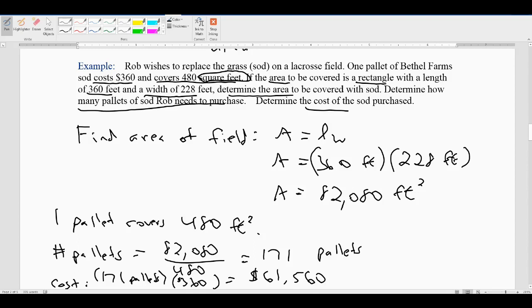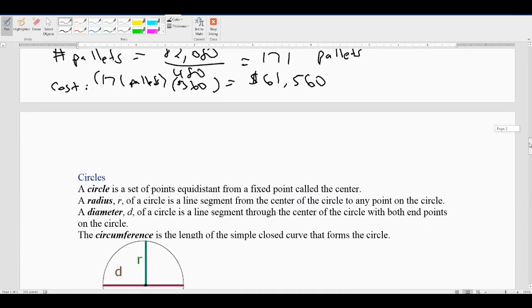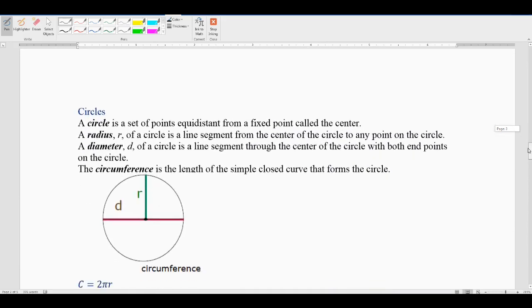So we found the area of the whole field to be covered. We divided that by 480 square feet because that's how much one pallet covers. So that means there's 171 pallets. And each pallet costs $360, so we multiply that by 360. We get a grand total of the cost of the sod to be purchased. So you break it down one piece at a time. That's how you do those kinds of problems.